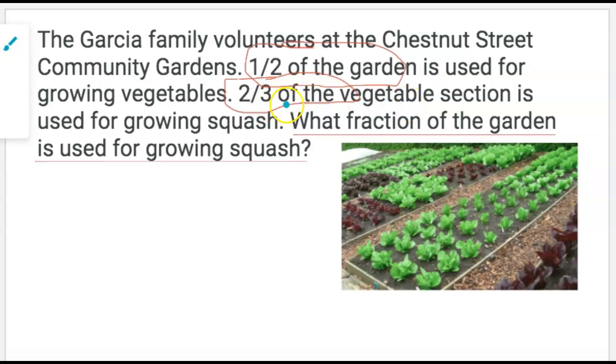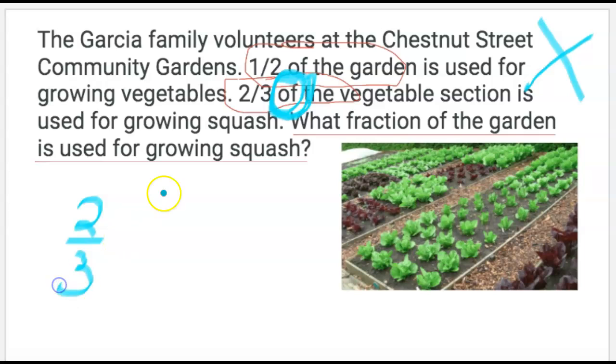So this is the word here: "of the," 2/3 of. If you're looking to find a fraction of a number, that's going to be your clue that you're going to be multiplying. So I'm looking for 2/3 of the vegetable section. The vegetable section is 1/2 of the garden. So what I'm looking to do is find 2/3 of 1/2. That's how I'm going to figure out how much of the garden is used for squash.